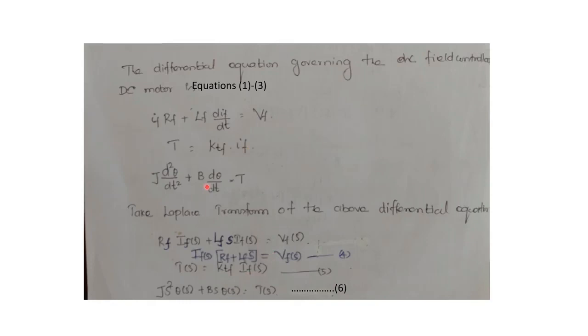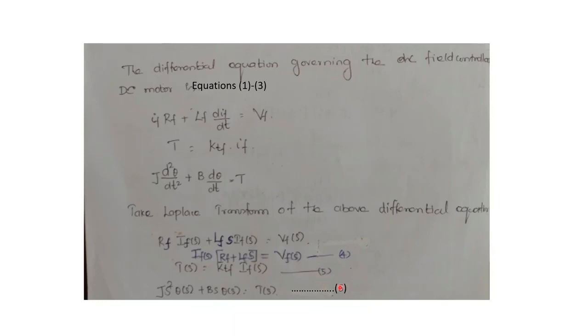Similarly, for the third equation, we will find the Laplace transform. J and B are constants. We can take them outside. Laplace transform of the double derivative will be S square into theta of S, plus B into, for the single derivative, the Laplace transform will be S into theta of S. That is equal to the Laplace transform of torque, that will be capital T of S. This is equation number 6. Now in this way we are getting 3 algebraic equations in S domain.